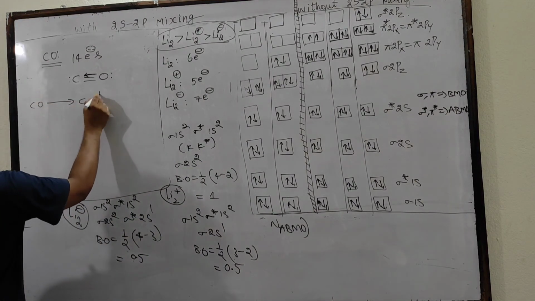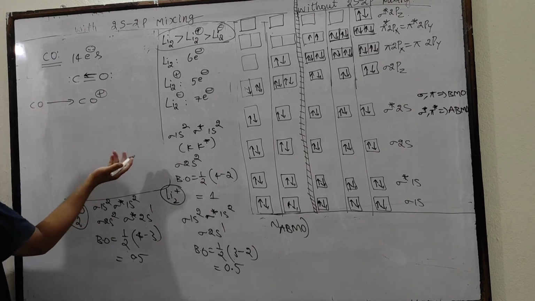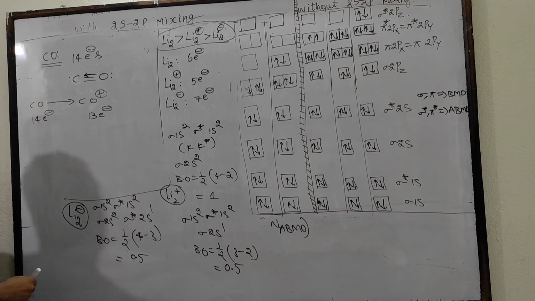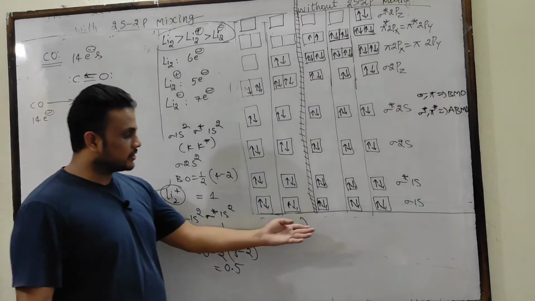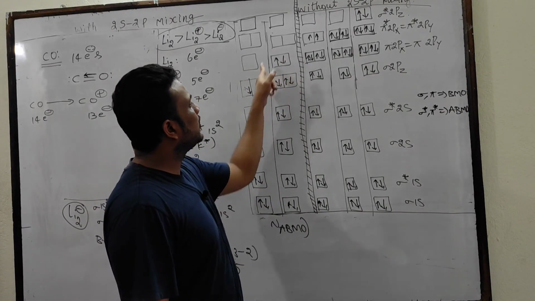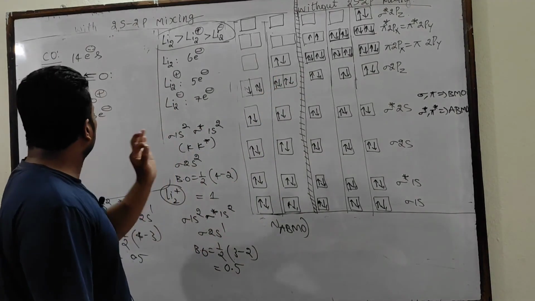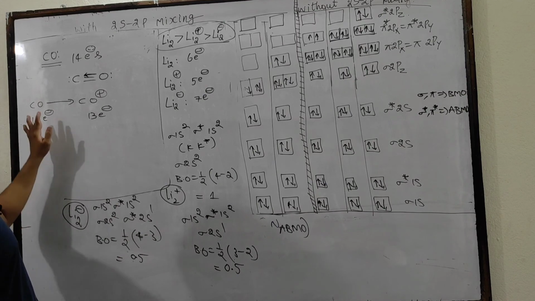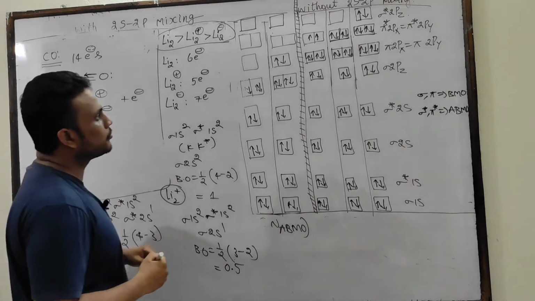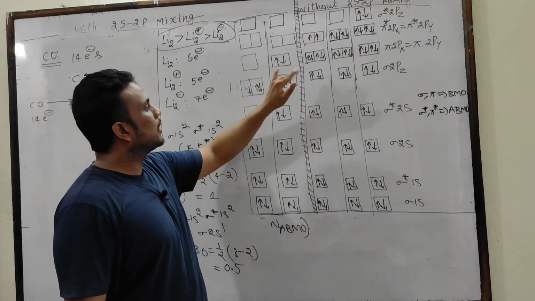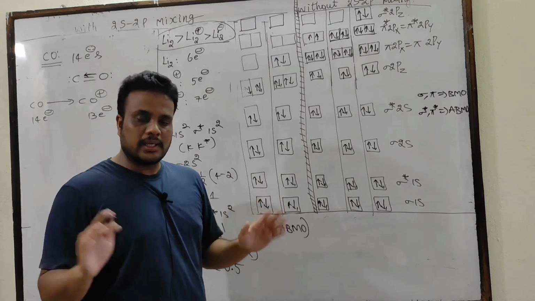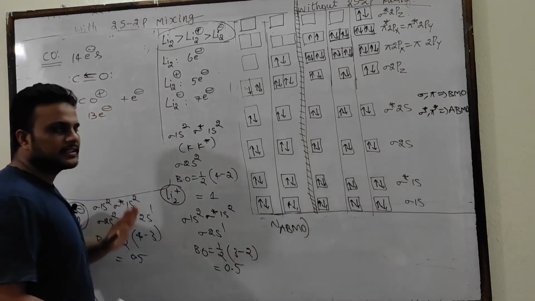When CO is converted into CO plus, that is, when an electron is lost, 14 electrons are converted into 13 electrons. We already know that in N2 the final electron is in BMO. CO plus is formed by loss of an electron, and this electron should be removed from BMO. If we remove an electron from BMO, then the bond order in general decreases, in all cases. The only exception is CO plus.